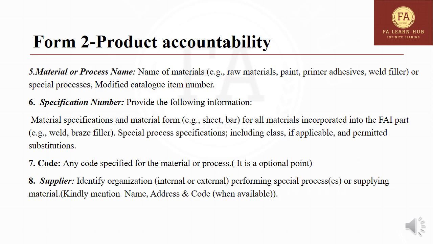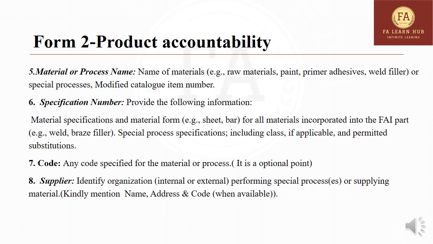The field number 5, material or process name. Here we can put the name of the material. That means we have to list the raw materials we have used in this product. If it is a machined product, which raw material we have used: aluminium means aluminium alloy, steel means stainless steel. If we are using any PCB material, what is the material? Isola 370 HR or Isola 185 HR. So this kind of name of the material can be listed in this column.